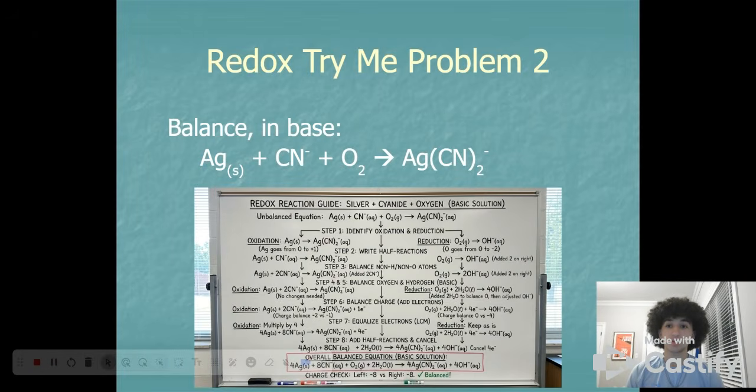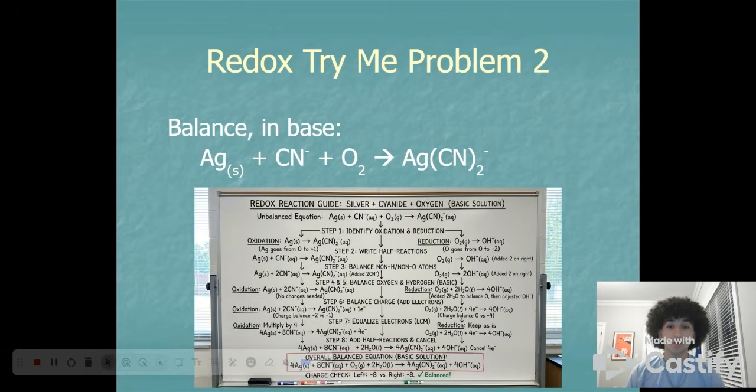Step 7, equalize electrons. Oxidation produces 1 electron. Reduction uses 4 electrons. Multiply oxidation by 4, so 4 silver metal plus 8 cyanide ion yields 4 dicyanoargentate ion plus 4 electrons. You keep the reduction as is. Oxygen gas plus 2 water plus 4 electrons yields 4 hydroxide ion. Step 8, add the half reactions and cancel common terms. Cancel 4 electrons from both sides, and after that, the overall balanced equation should be 4 silver metal plus 8 cyanide ion plus oxygen gas plus 2 water yields 4 dicyanoargentate ion plus 4 hydroxide ion.